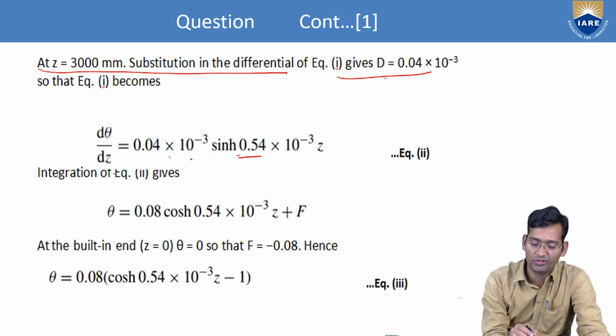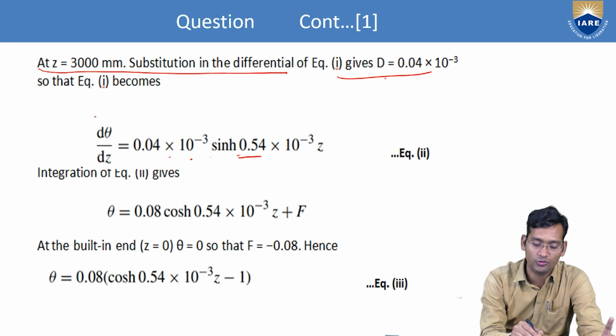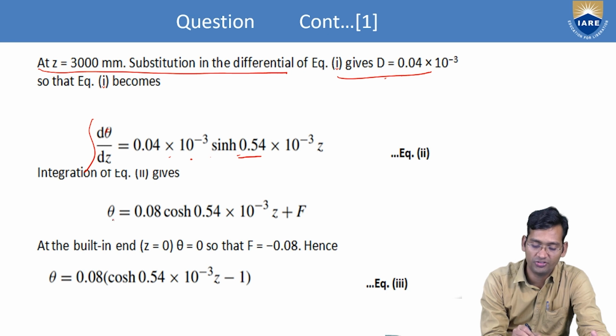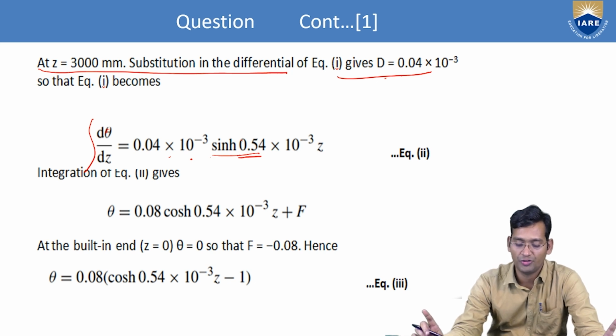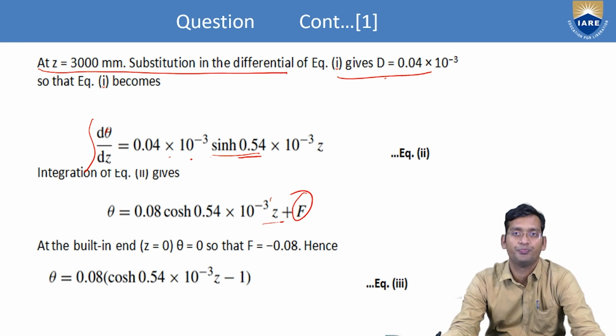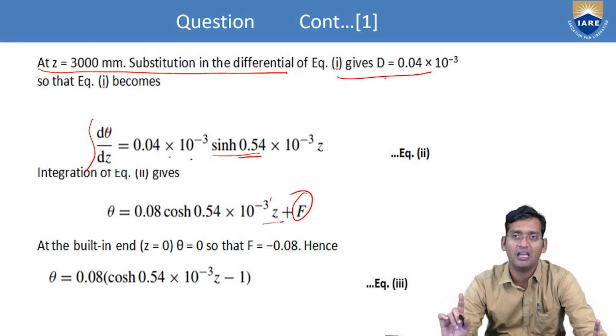Integrating the equation, because we are required to find θ, we have to integrate this equation. Integrating equation 2, we will get θ equals 0.04 into 10 to the power 3 out, sinh, so first sinh 0.54, differentiation is cosh 0.54, and then this z, plus this F. F is the integration constant, because this is an indefinite integral, so when we integrate an indefinite integral, one constant comes.